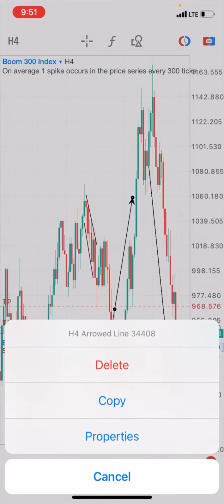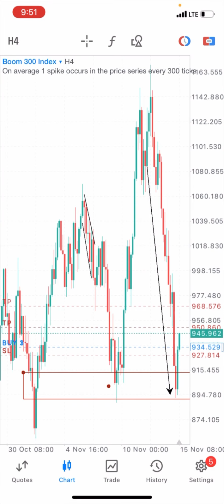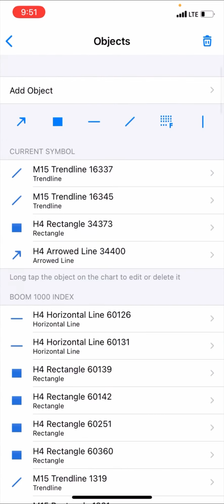So you want to be able to see that on a higher time frame the market is already pointing to the direction that you want to be going to.